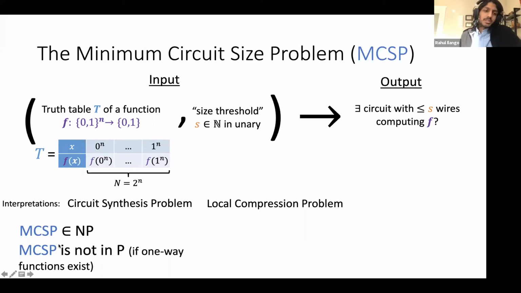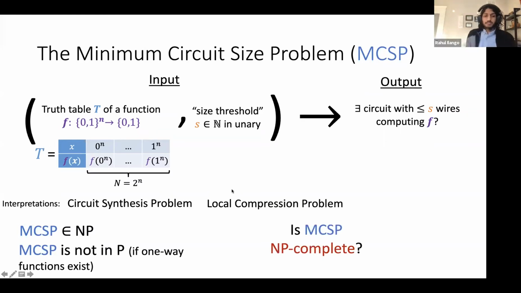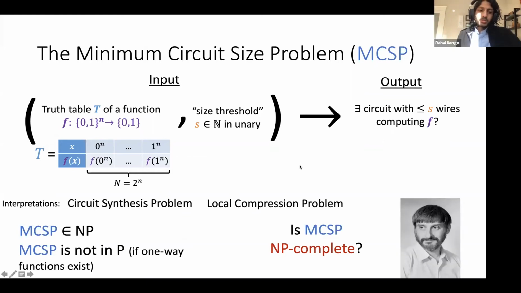And so MCSP is some problem that's in NP, and it's probably not in P. So the most natural question to ask is, is the problem NP complete? And this is a really long-standing open question. It goes all the way back to Levin when he published his version of the Cook-Levin theorem. He was hoping to show that MCSP was NP complete. And in some sense, it goes back even further than that, to the 1950s.